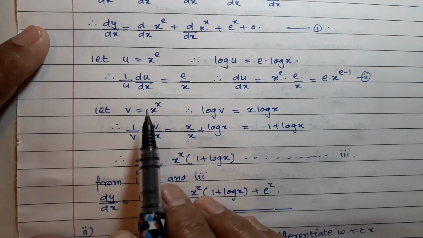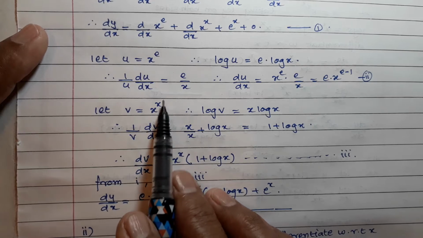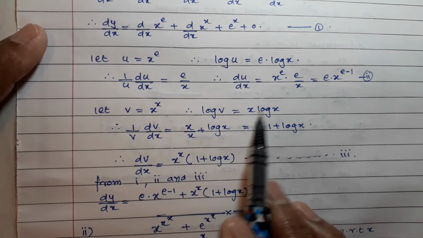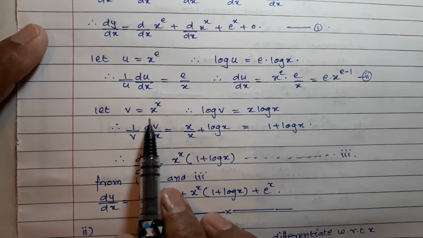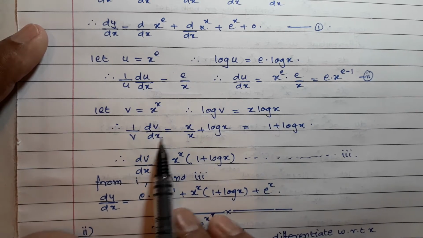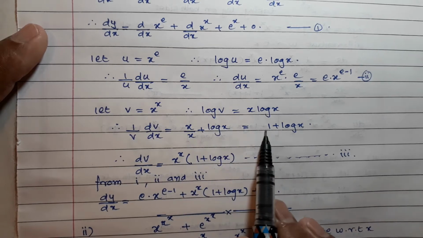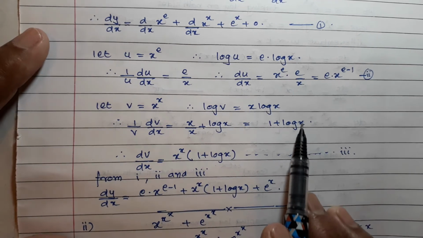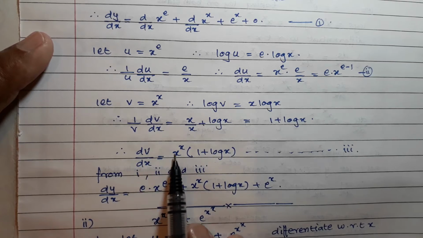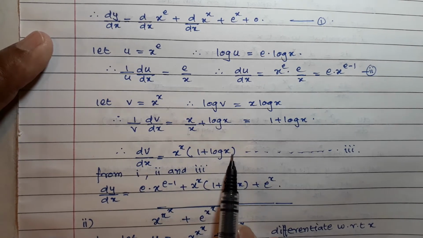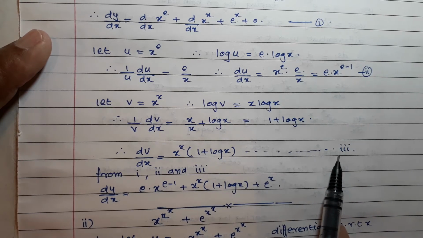Let v = x^x. Taking log on both sides, log v = x log x. Therefore 1/v dv/dx = x/x + log x = 1 + log x, and therefore dv/dx = x^x (1 + log x). Suppose this is 3.